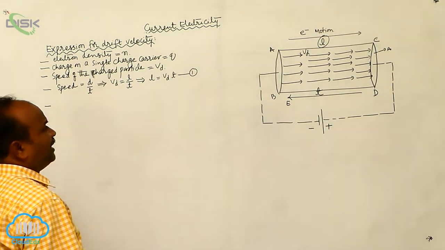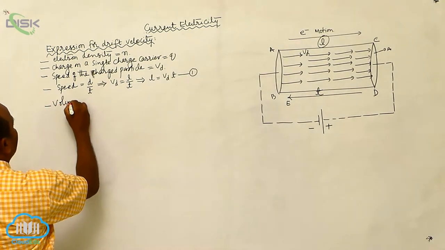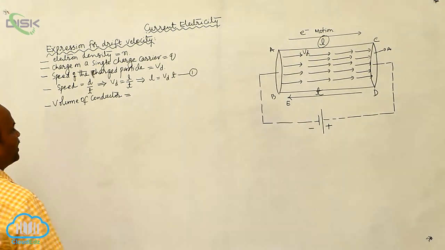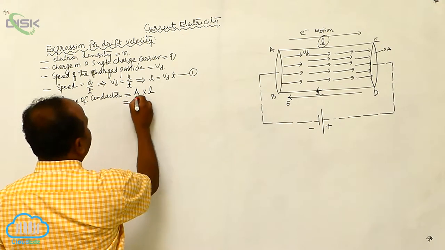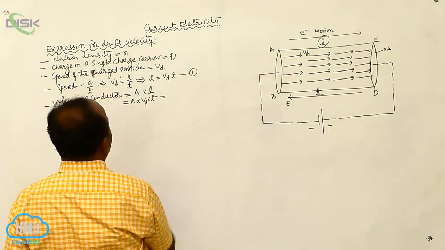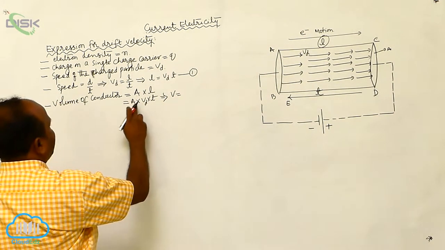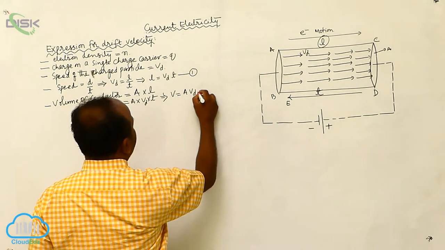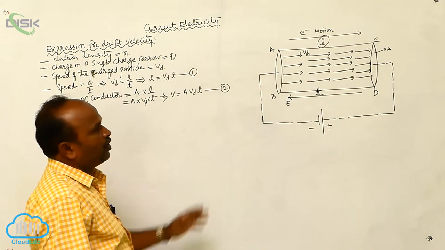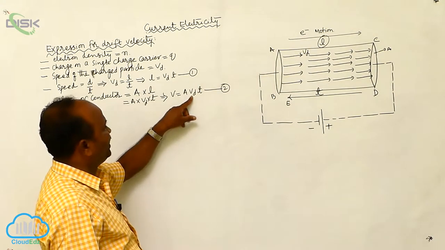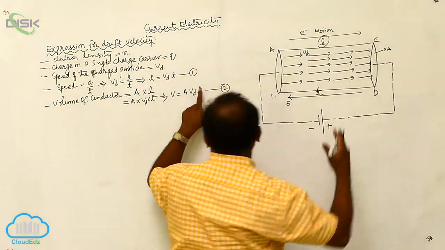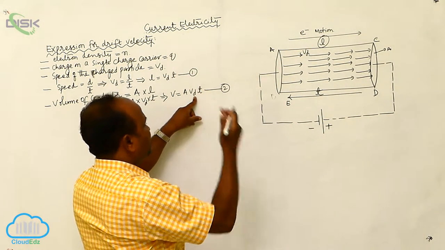Next, what is the volume occupied by the conductor? The volume of the conductor is area into length. The length is VD into T. That implies volume equals A VD T. This is called the second equation. The length of the conductor is VD into T, so the volume is A into VD into T. Here A is the cross-sectional area, T is the time to travel from one end to the other, and VD is the drift speed, or drift velocity.